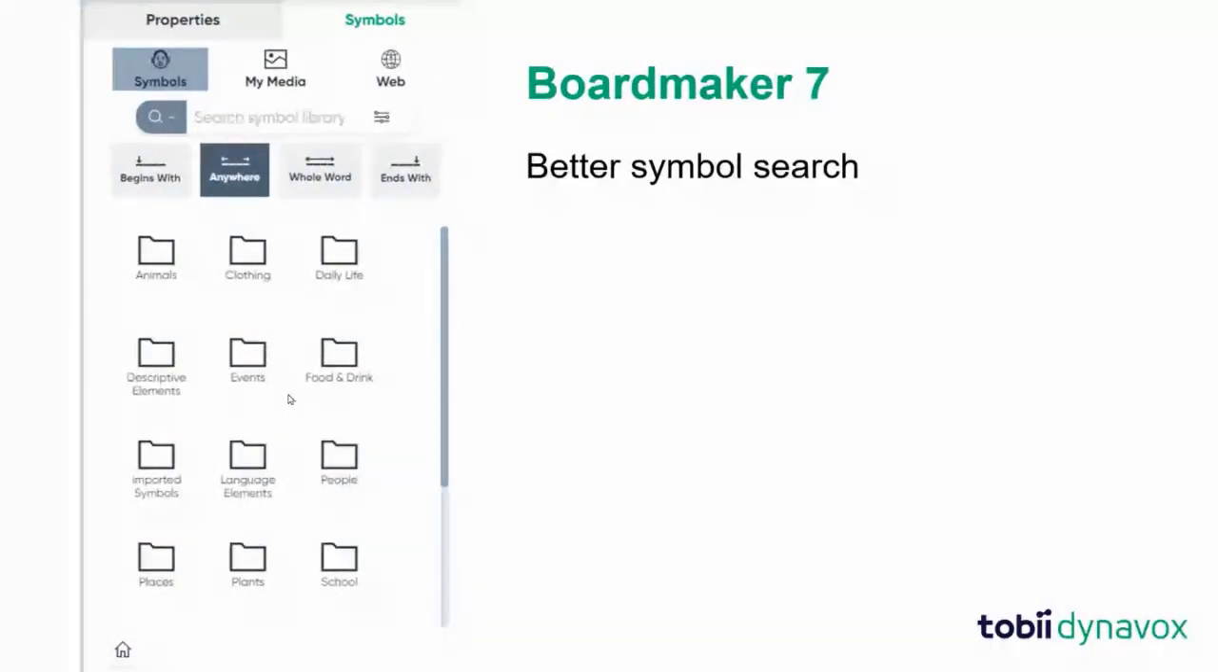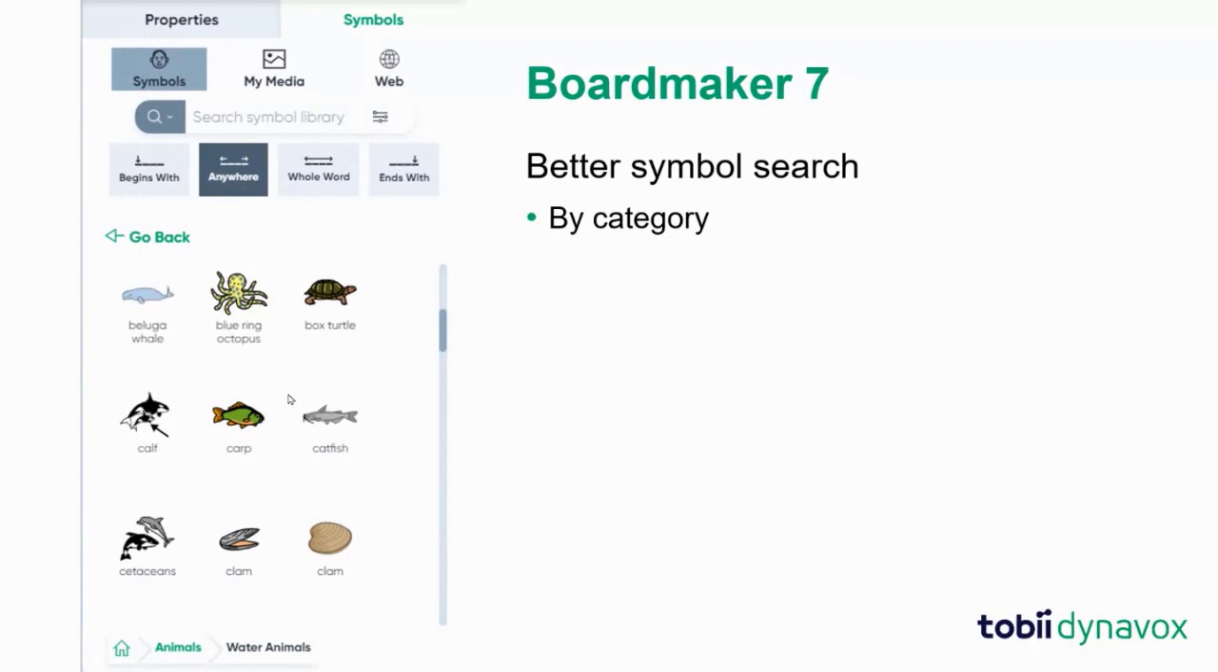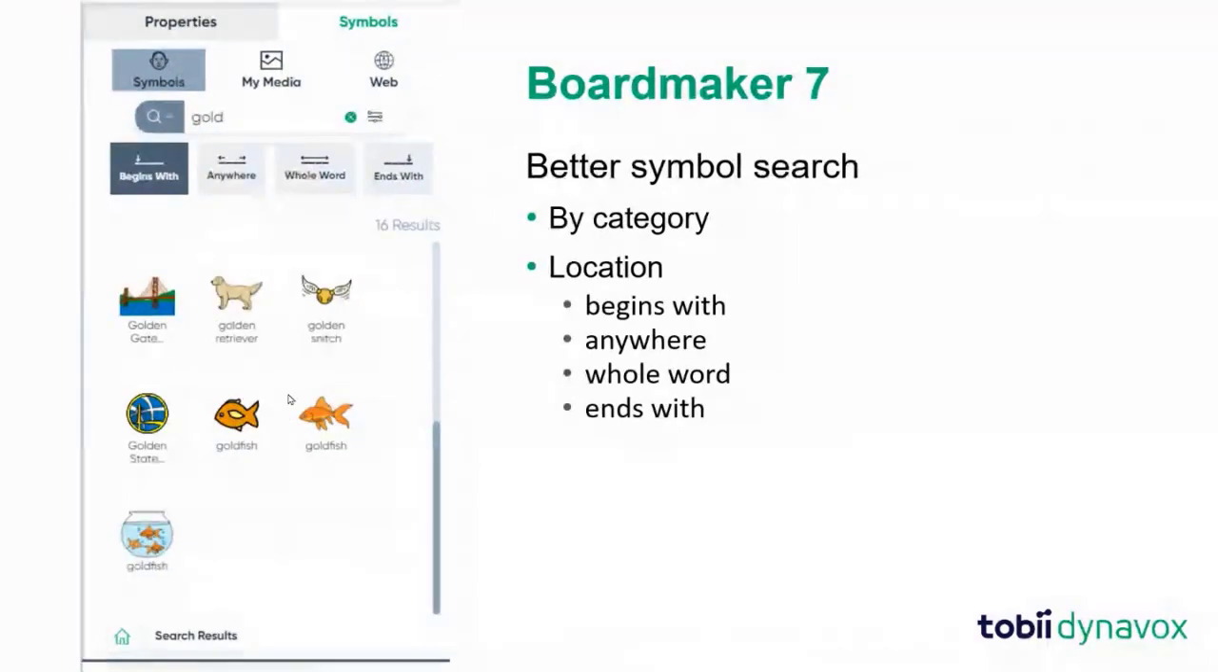We're giving you a better symbol search. So you're going to be able to search by category. So I can go through and see all the sea creatures that are available to me. And again, it's going to be so much more than you've had if you've been using Boardmaker 6 or Boardmaker Studio. We're going to be able to search by location. So is that word or cluster of letters or even letter itself found at the beginning of a word, anywhere in the word, as a whole word, or does it end with?